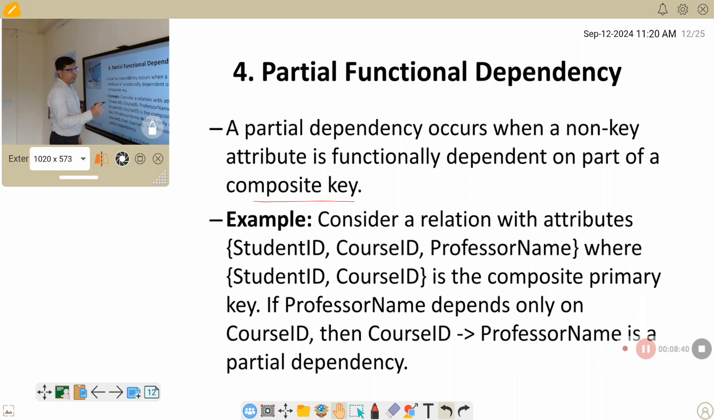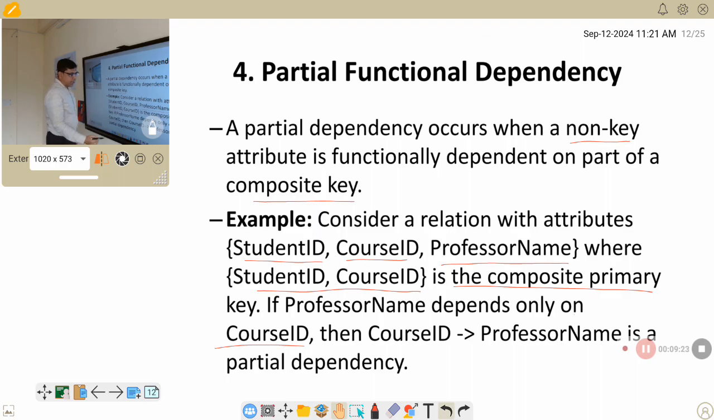So in a composite key, if any non-key attribute depends partially on the composite key, then it is called a partial functional dependency. Here you can check student ID, course ID and professor name. There are three attributes, where student ID and course ID form the composite primary key. That means these two attributes can uniquely identify each row of this table. Suppose professor name depends only on the course ID, not on both course ID and student ID.